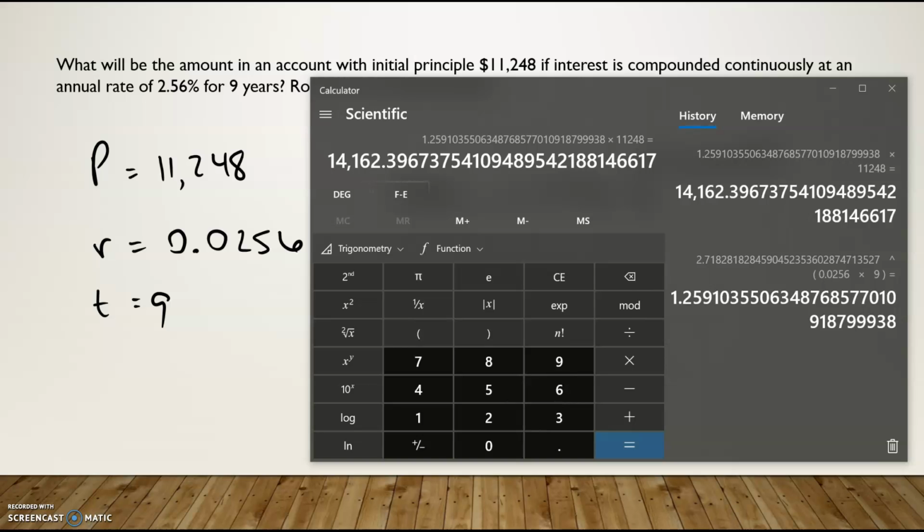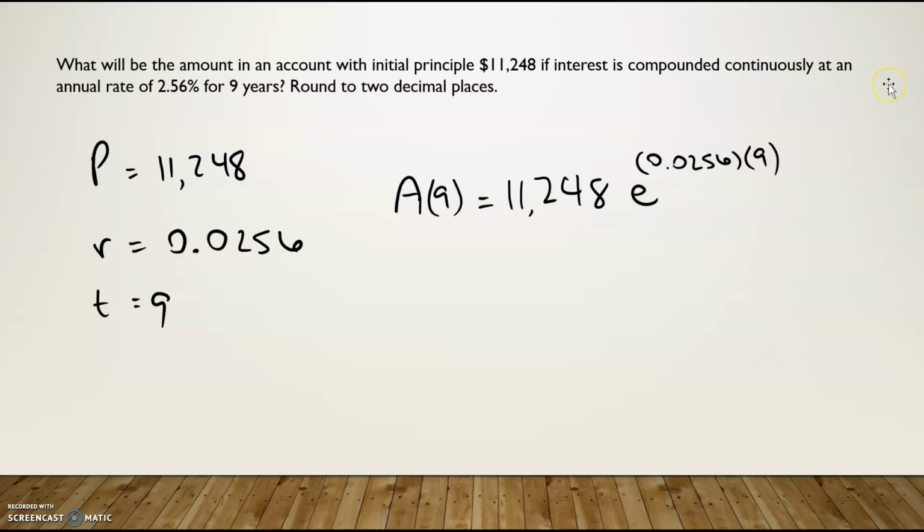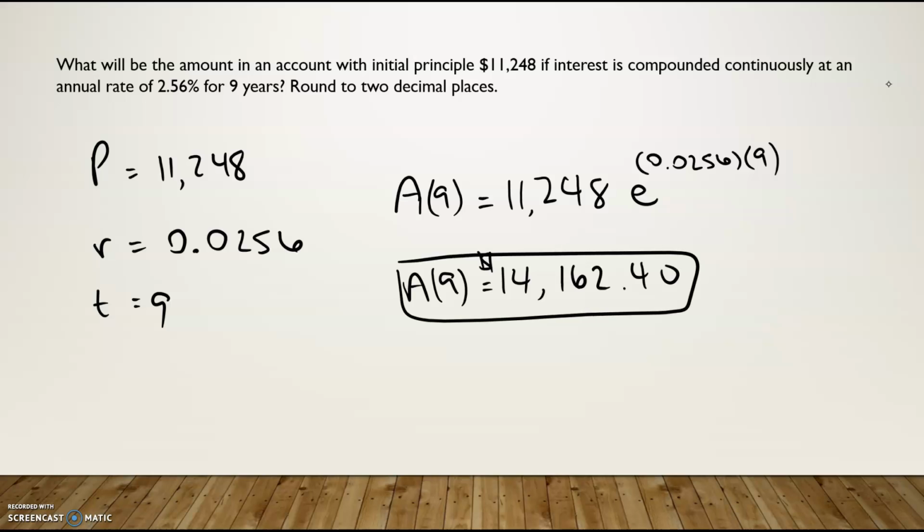14,162.346. Now that 6 is going to change that 9, and since it's 9, it's going to change from 39 to 40. Okay, so our answer here is 14,162.40. So that's how much we would get after 9 years with an interest rate of 2.56, compounded continuously when we invest 11,248. This is how much we would have in the account after the 9 years.